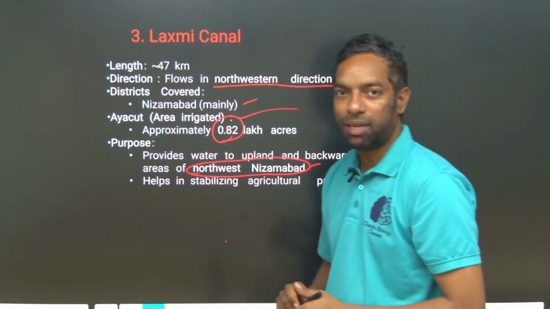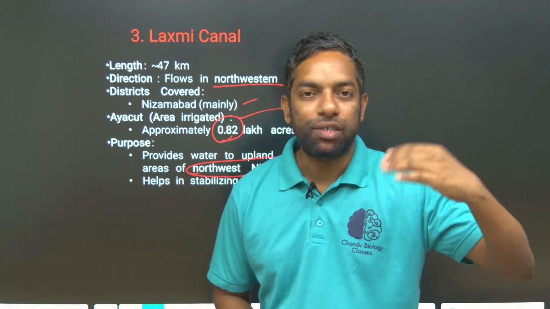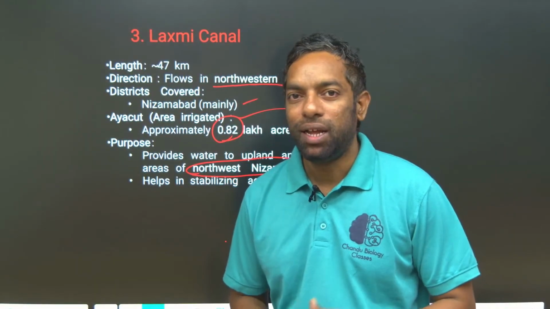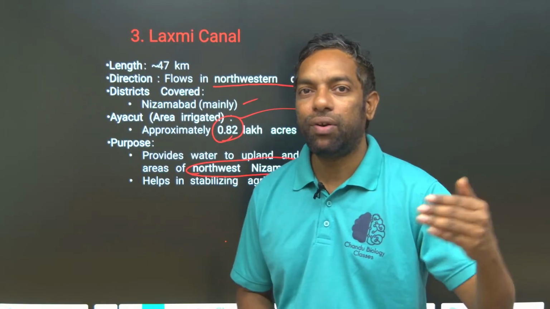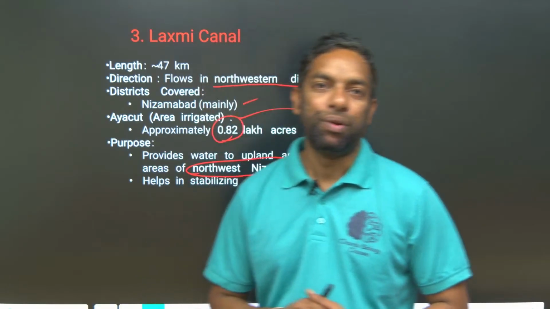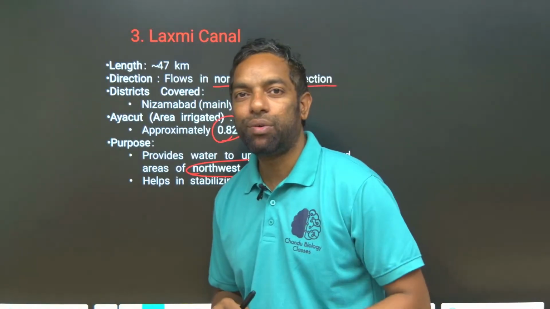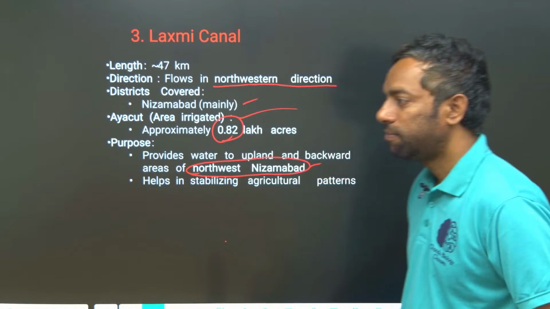Lakshmi canal, Nizamabad. Saraswati canal and Kakatiya canal: the Saraswati canal is the upper part, covering Nizamabad, Nirmal and Adilabad. The Lakshmi canal is only for Nizamabad. The Kakatiya canal covers Nalagonda, Nizamabad, Warangal and Khammam. I hope you guys understand the canal system which is directly linked to the SRSP project.